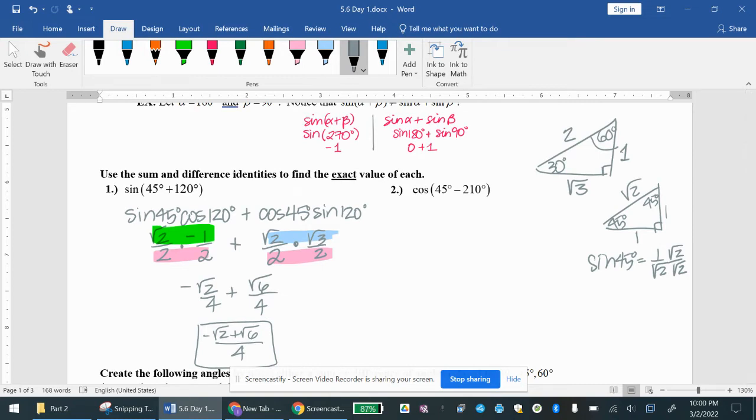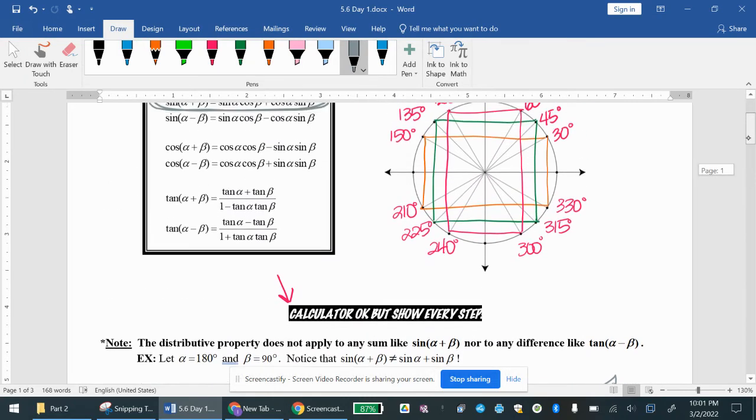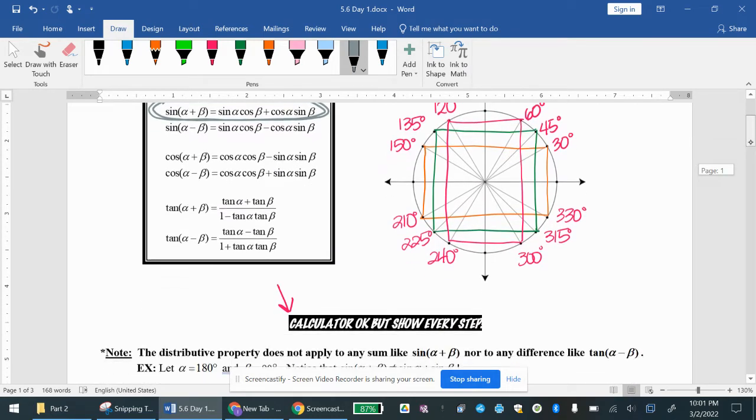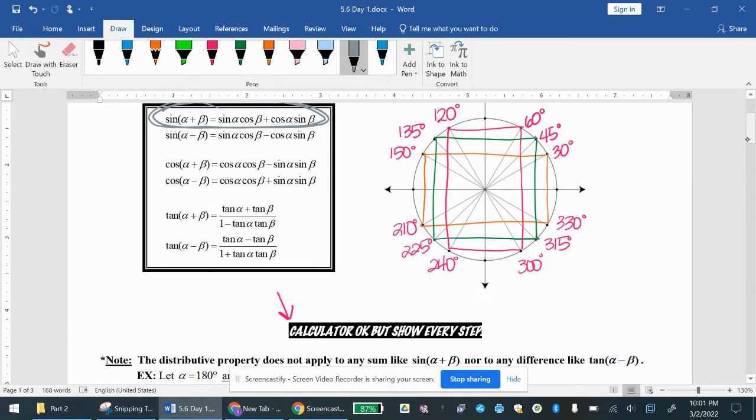Okay, so now for cosine of 45 minus 210, feel free to write yourself the reference angles. I probably should have done that over here. So the reference angle for this one is 30 degrees. 210 is 30 degrees away from 180. You can even look at the graph over here, right? 210 is 30 degrees away from 180.